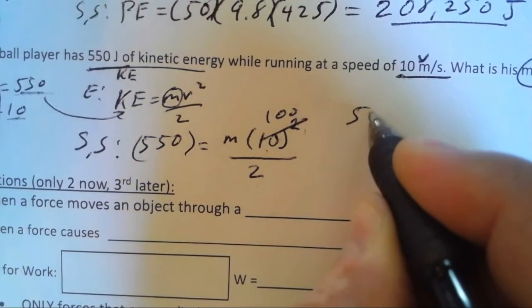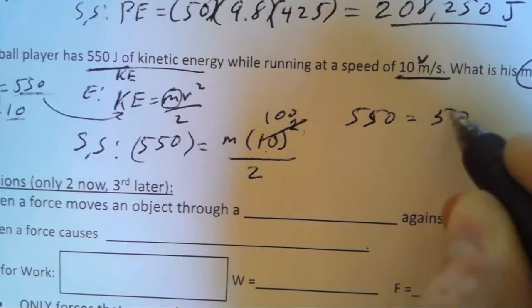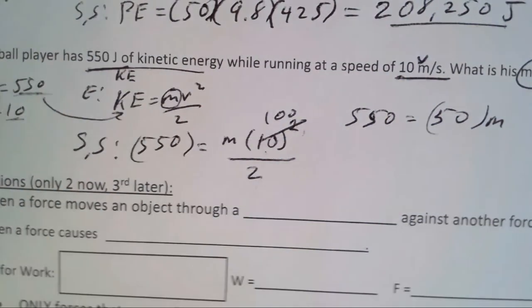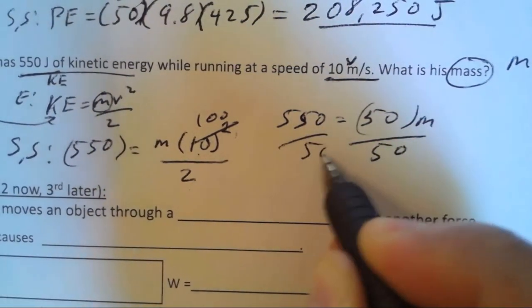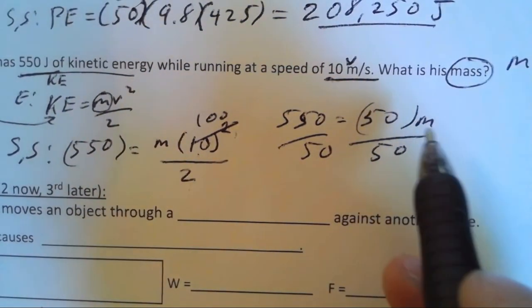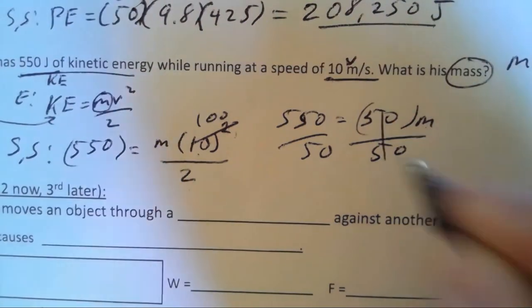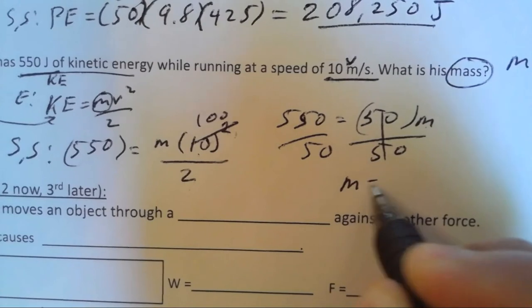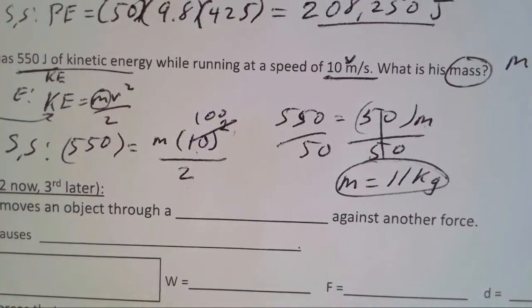So what we actually get here, we can rewrite this, is 50 m. Now all we have to do is divide by the 50 because we're going to do the opposite operation. These are multiplied, so we divide to get rid of it on the right side, and 550 divided by 50 gives us a mass of 11 kilograms. So that's how we work problems with energy.